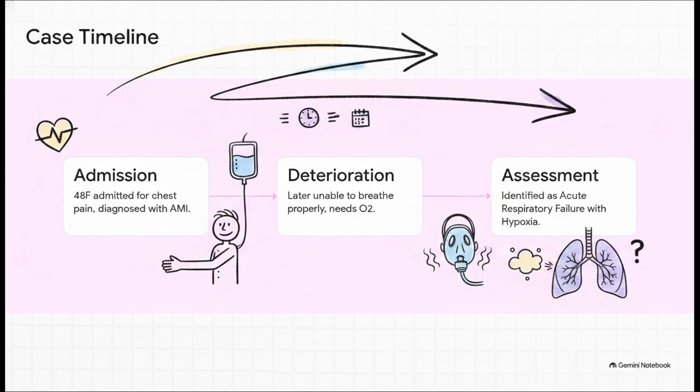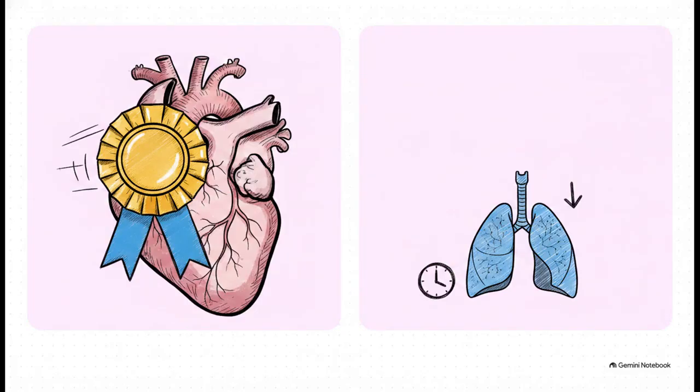So, rhetorical question for you. Based on everything we have talked about today, what does this chronological deterioration mean for our sequencing rules? And here is the big reveal. The principal diagnosis has to be the acute myocardial infarction. Why? Because the AMI was the condition established after study to be chiefly responsible for bringing her into the hospital. That was the occasion for the admission. Consequently, the secondary diagnosis is acute respiratory failure with hypoxia.